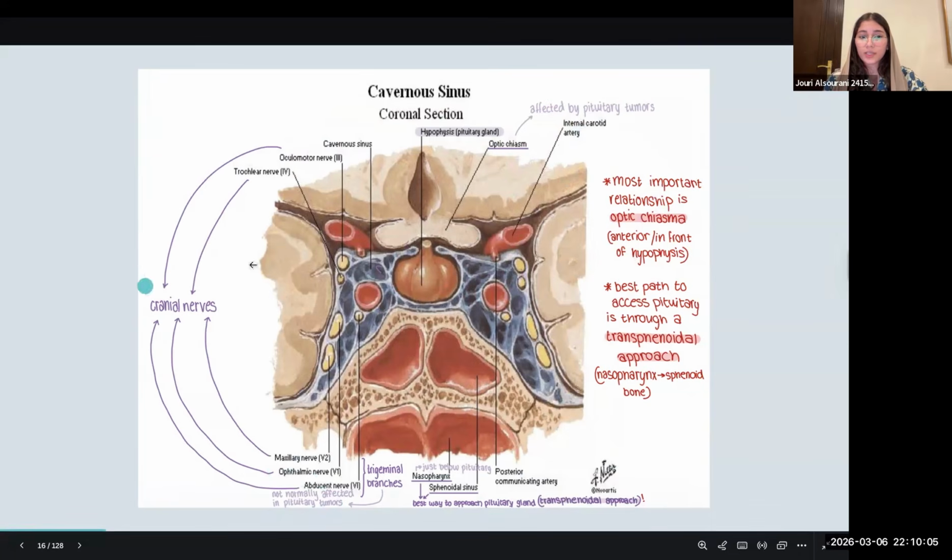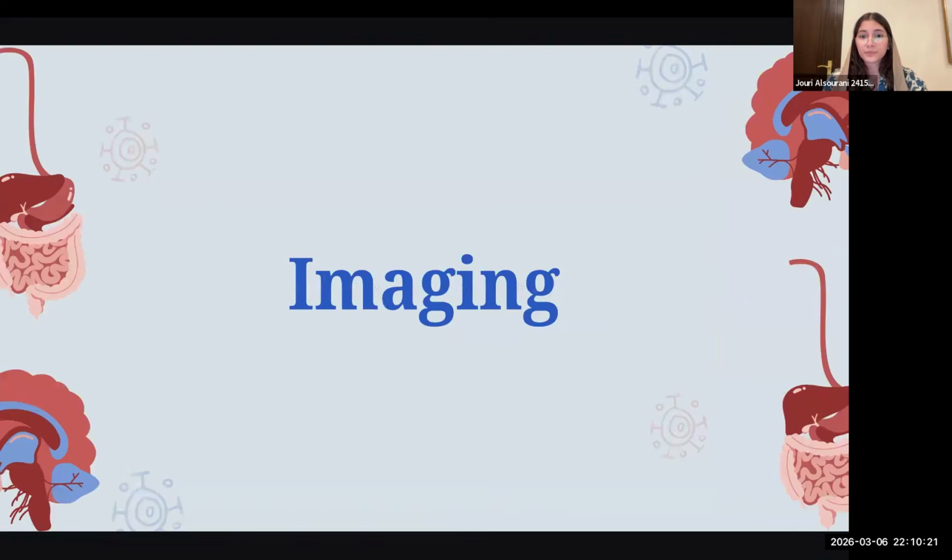But like we said here, the cranial nerves that have to do with the eye movement, the pituitary gland, nasopharynx, and sphenoid sinus, which we use for the transsphenoidal approach for surgery. And again, the most important relation is the optic chiasma because it can cause the bitemporal hemianopia.